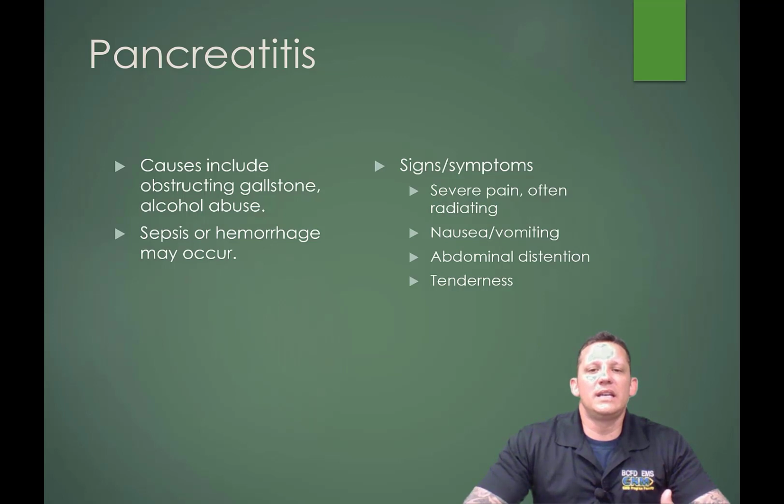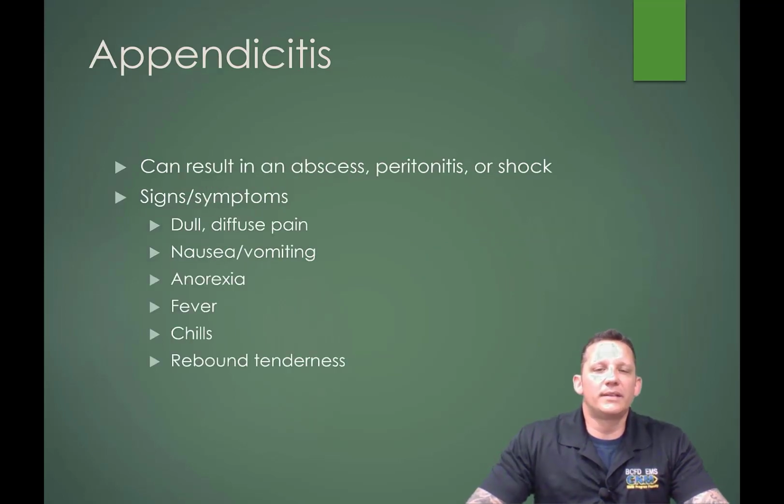When it becomes inflamed, the abdomen will tense up and the inflammation will show up because it's very high in the abdominal cavity, and they're going to have some tenderness to that area that may radiate throughout the entire abdomen. Now we're going to go a little bit south, and we're going to end up at the appendix. And for appendicitis, this can result in an abscess, peritonitis, or shock.